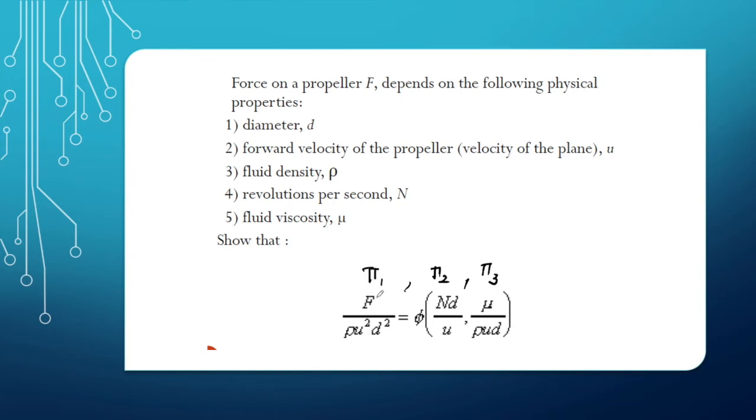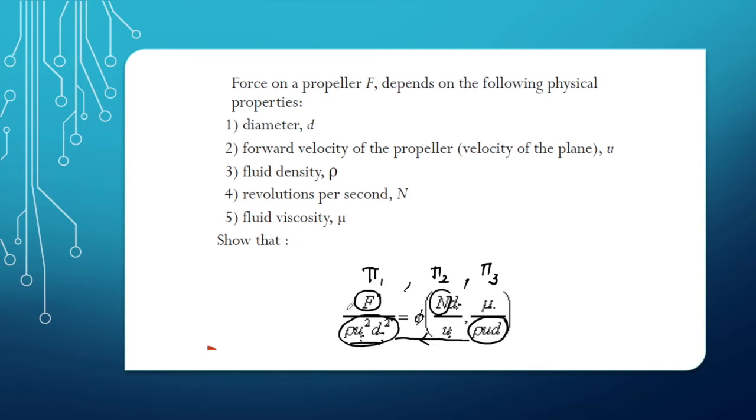So here pi 1 is F, and then rho u d is your repeating variables. Same as here, your revolution is N, D and U also have here D and U. Therefore D and U is confirmed to be your repeating variables. And then we take a look at the next dimensionless. Okay, mu over rho u d, and we know that rho u d is the same as here, and it is confirmed that rho u d is your repeating variables.